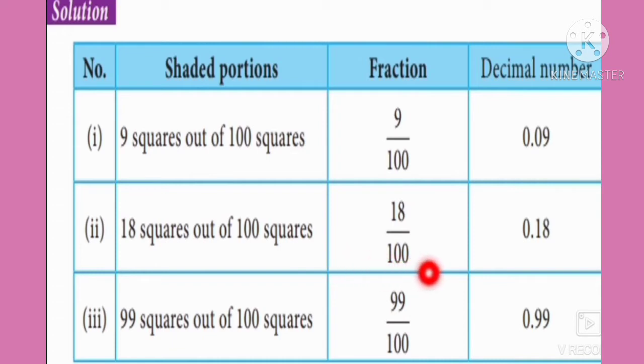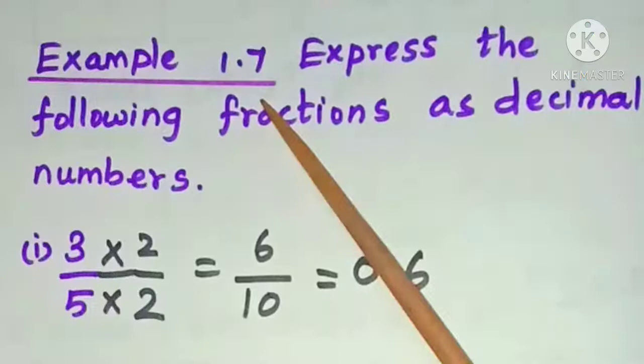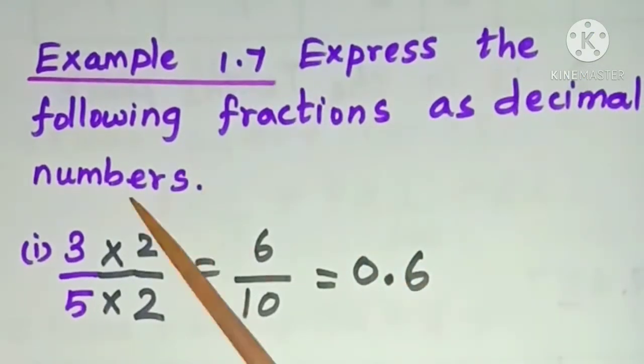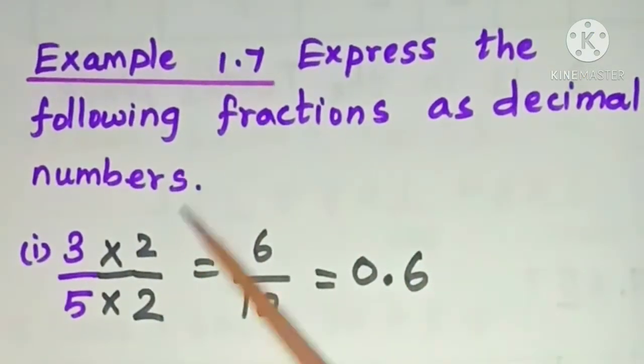And 99 by 100. So 2 zeros are there. After the decimal point 2 digits will be there. So 99 are the 2 digits. So in the decimal part we have to write 99. So 0.99. Example 1.7. Express the following fractions as decimal numbers.